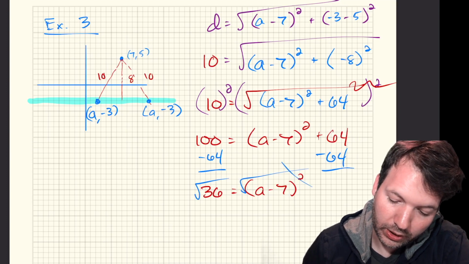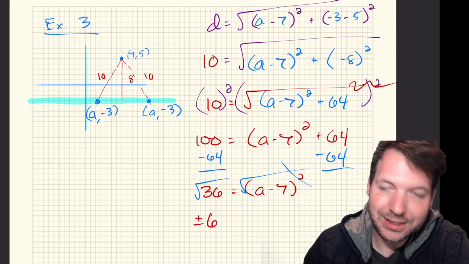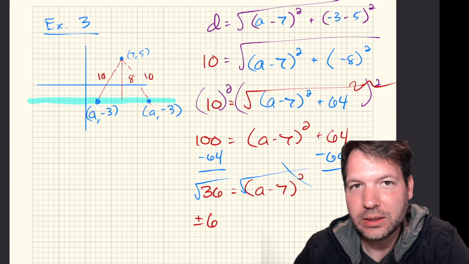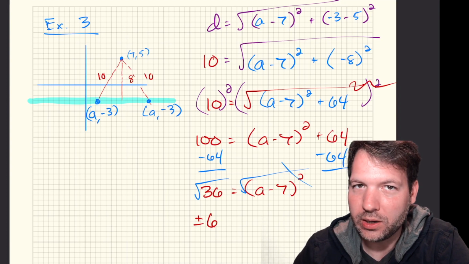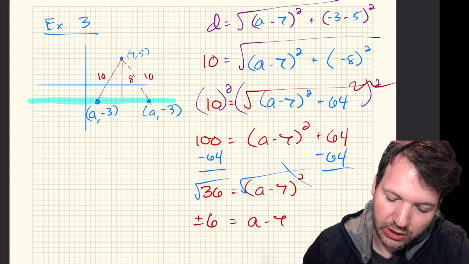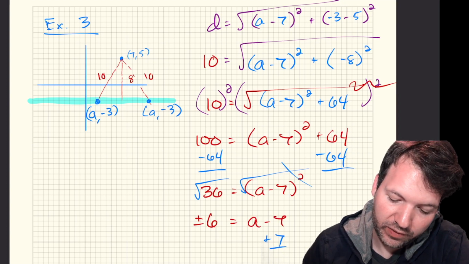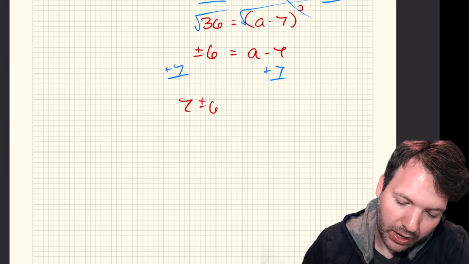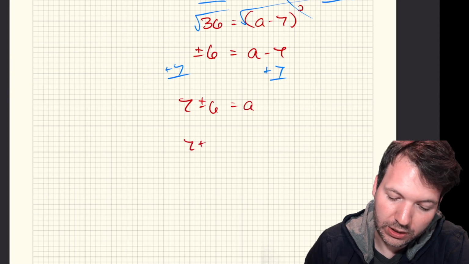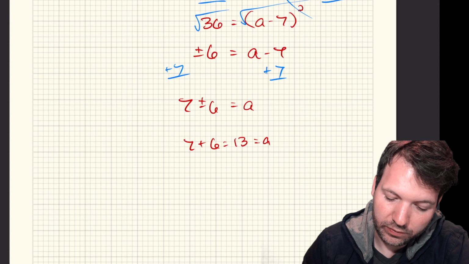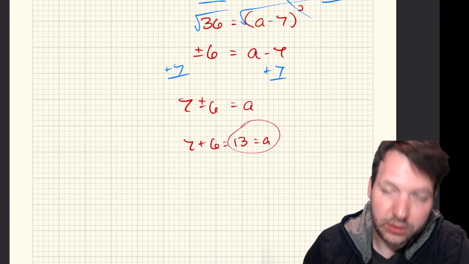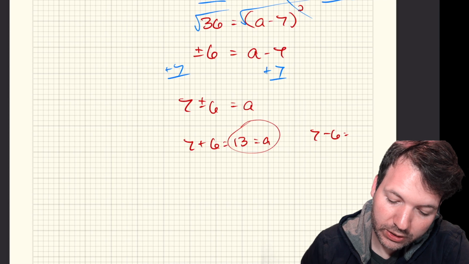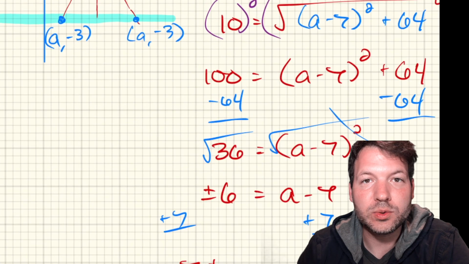Take a square root. Again, canceling the square and the square root. Square root of 36 is positive or negative 6. So this is a reason why we are going to end up with two answers in this case. Positive or negative 6 equals a minus 7. Finally, add 7, and we get that 7 plus or minus 6 is a. 7 plus 6, of course, is 13. So one possibility is that a is 13. 7 minus 6 is 1. And so another possibility is that a is 1.